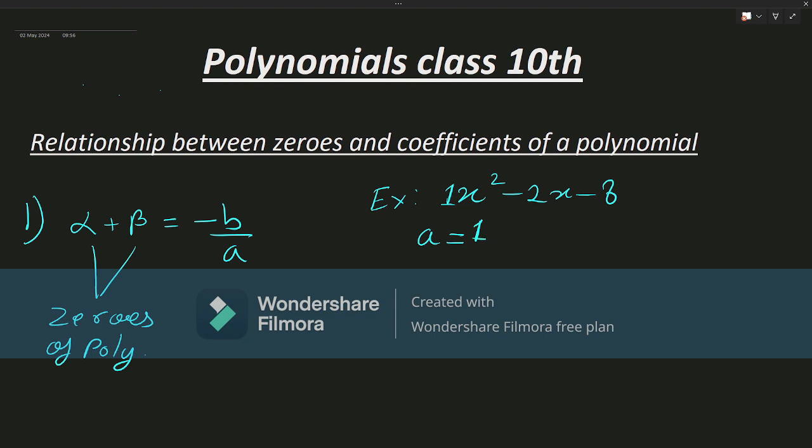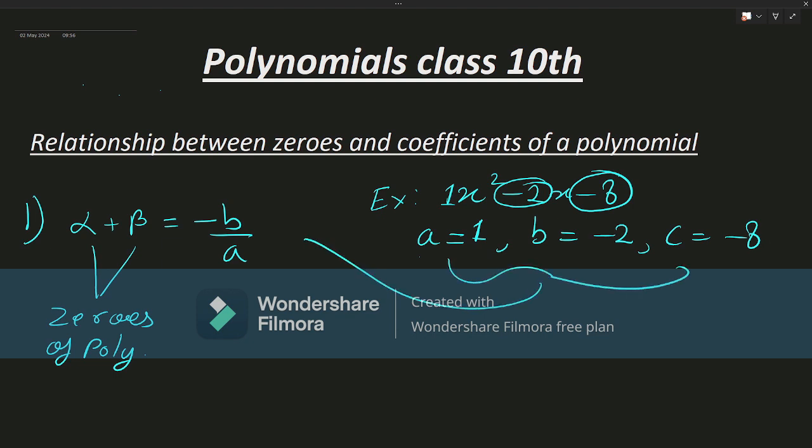Now, just think a is representing the polynomial's coefficient. a, b, c are representing the coefficients. So b is equal to minus 2. See, minus 2 over here. And then c is equal to minus 8. So that's how we are going to implement these values in the formula.